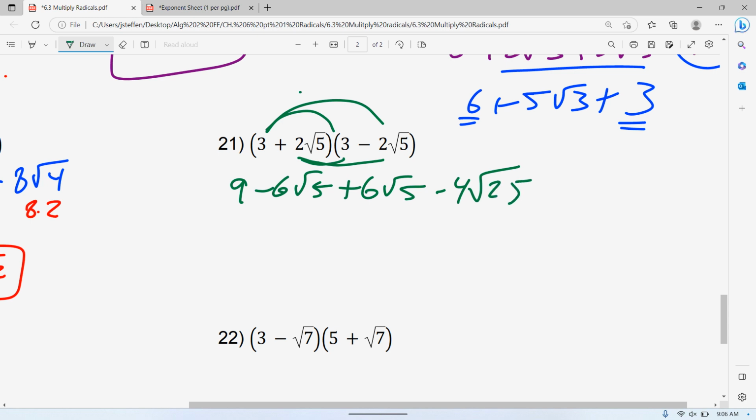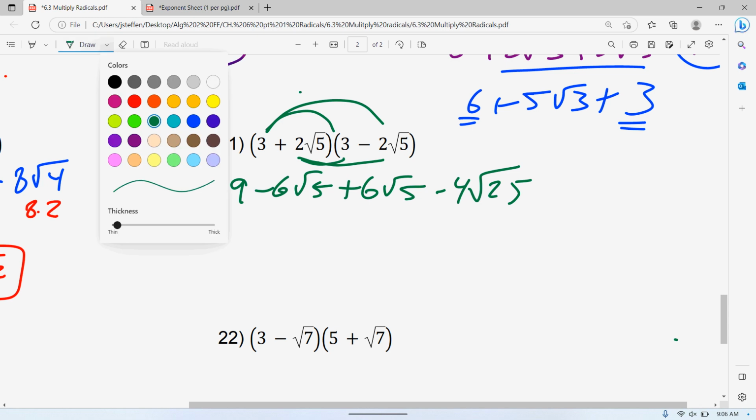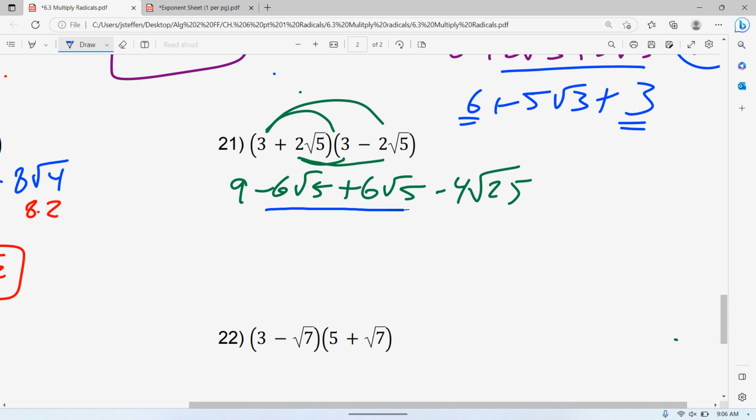Again, people forget because they're used to adding and subtracting now, and so they accidentally say 2 times 2 is 4, and then they flip the square to 5. Multiplying those radicals still. Don't forget about that. So that one wasn't different than what we've been doing, but now it's a little bit different. Negative 6 root 5 plus 6 root 5 is 0. That's 0 root 5. If you want to put that down, you can. And then we have negative 4 times the square root of 25 is 5, so that is negative 20. So now when we combine, 9 minus 20 is negative 11. Root 5 is just 0.